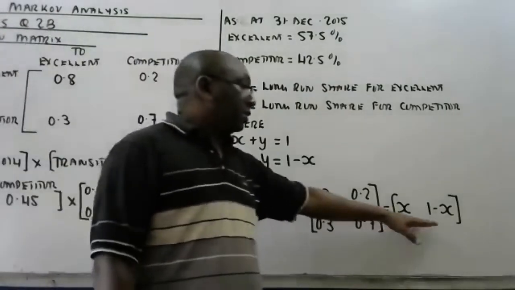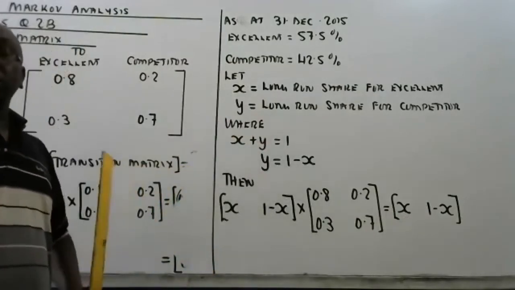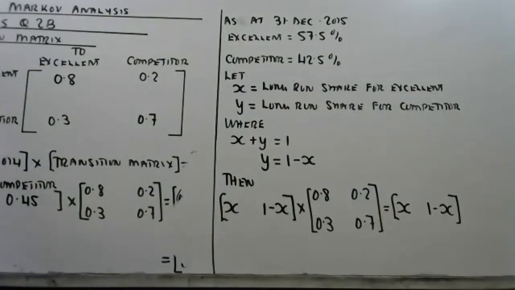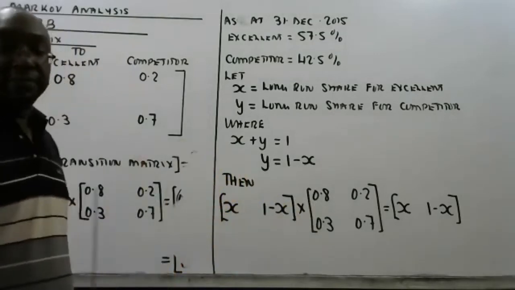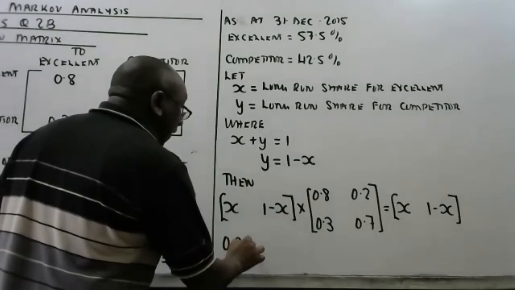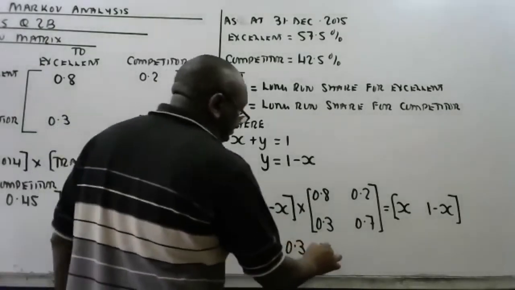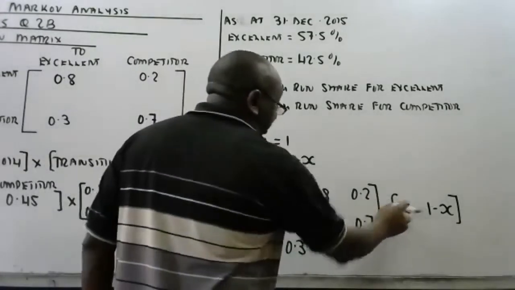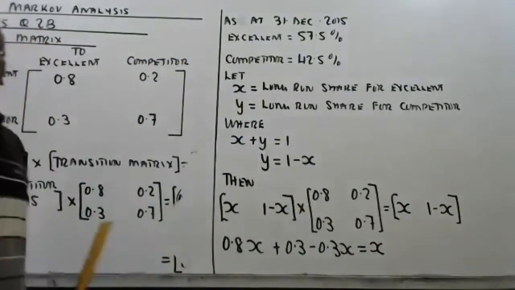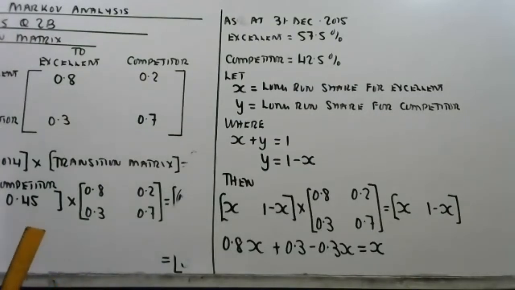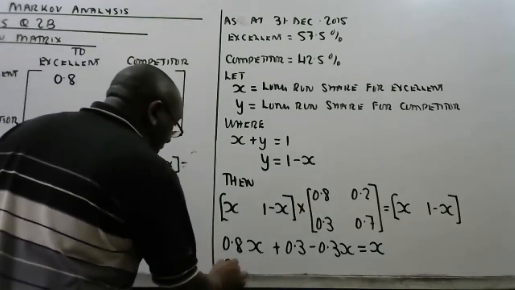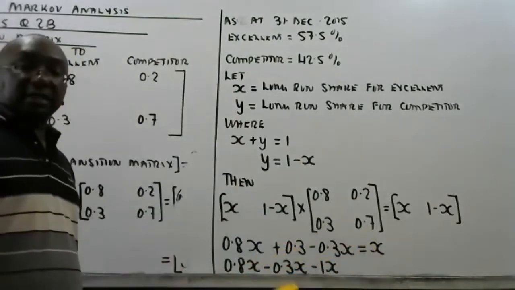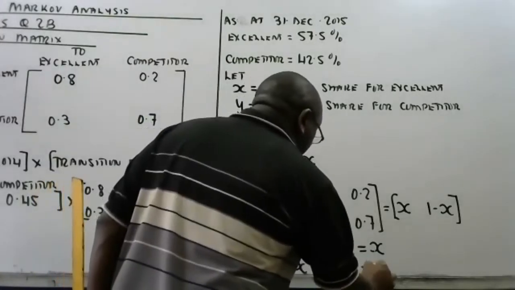So this side is the same as this side in the long run. So you now multiply. Just like we have multiplied here, you take these values here and multiply downwards. So it will be 0.8X plus 0.3 minus 0.3X. When you multiply by 0.3, you get this. And then the answer should be X. So we say it equals X. So you put together 0.8X minus 0.3X minus 1X, and the 0.3 goes to the other side, it will be negative, equal to minus 0.3.